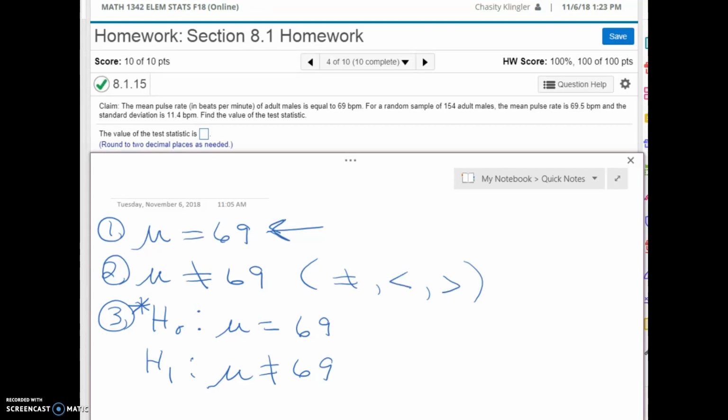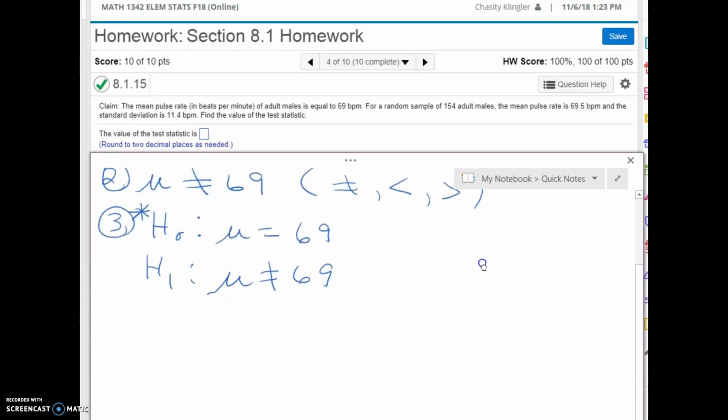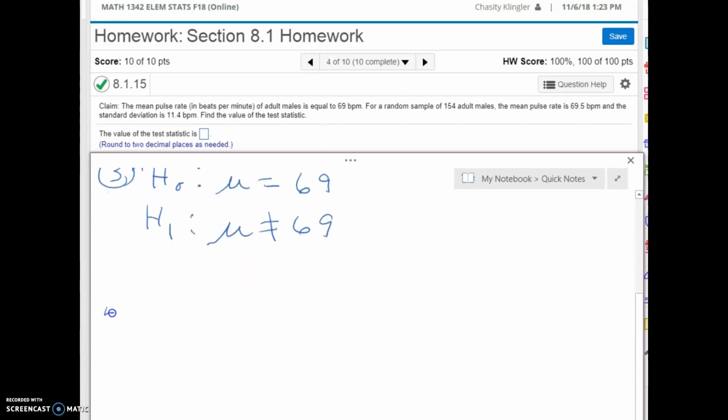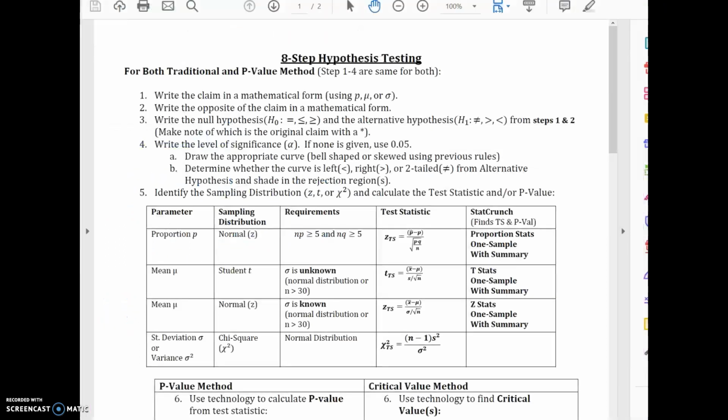So I'm actually going to skip step 4 here because we really don't need it. I'm going to go on to step 5, which is find the test statistic. And we're dealing with a mean here, which we have 2 options. We can use the student t or the normal z. The student t is if it gives you sample statistics, not population statistics, which in this case it does.